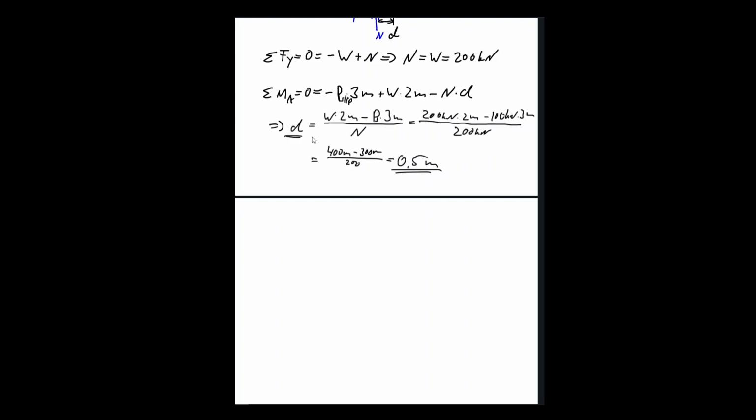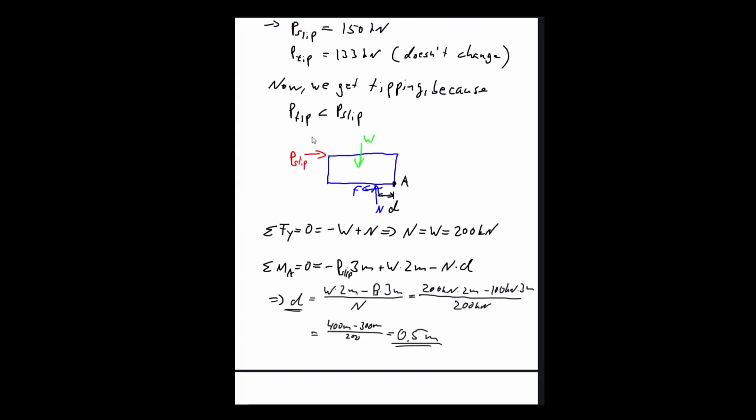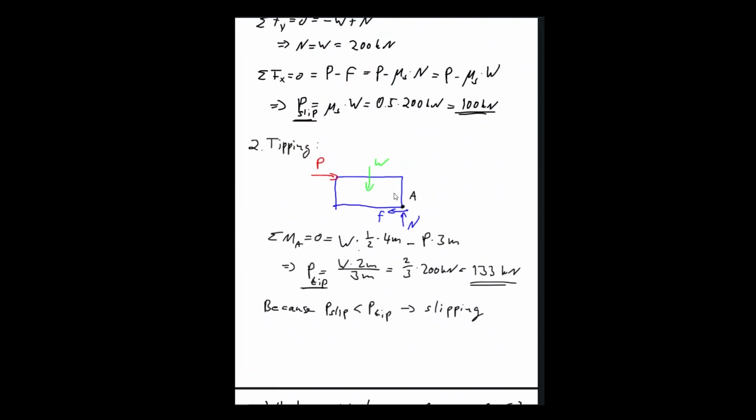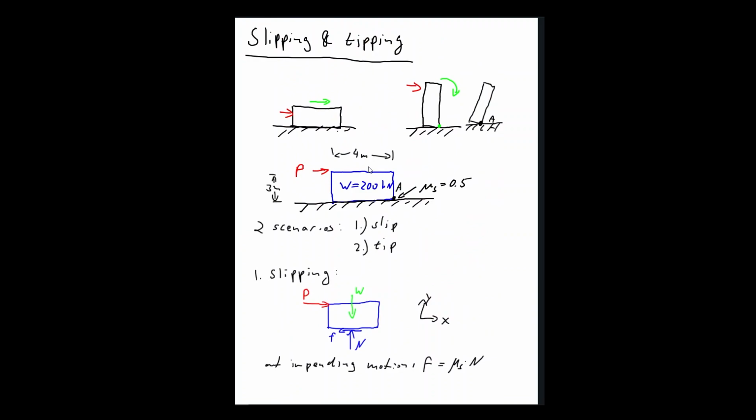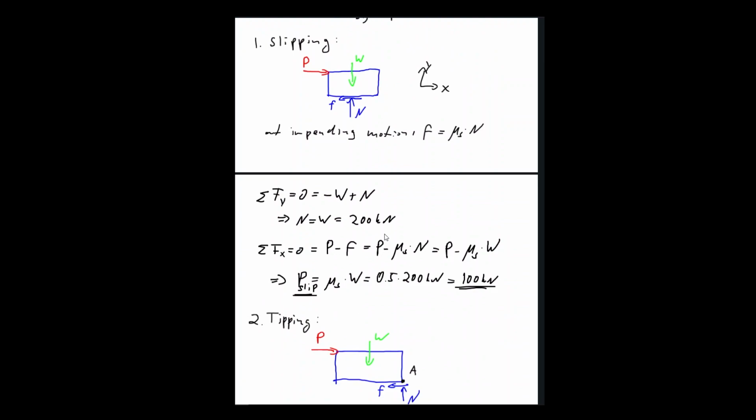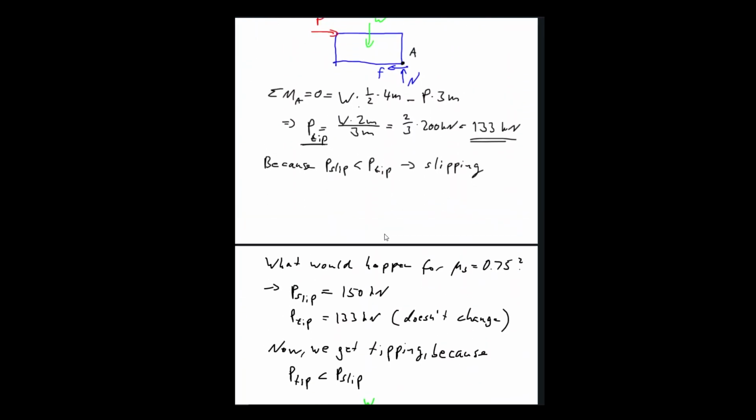All right, so we basically know that at impending motion, that's the slip case, our N would have shifted so that it's half a meter from A. So remember, where's our full picture? If I don't put any force, it'll be here, at 2 meters, so at slipping, it'd be somewhere there. So that's all that I have for slipping and tipping.